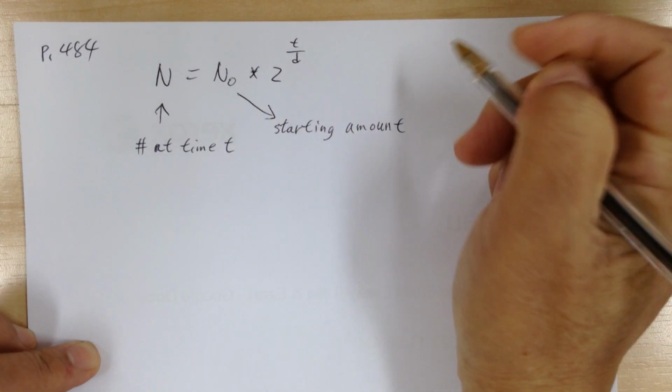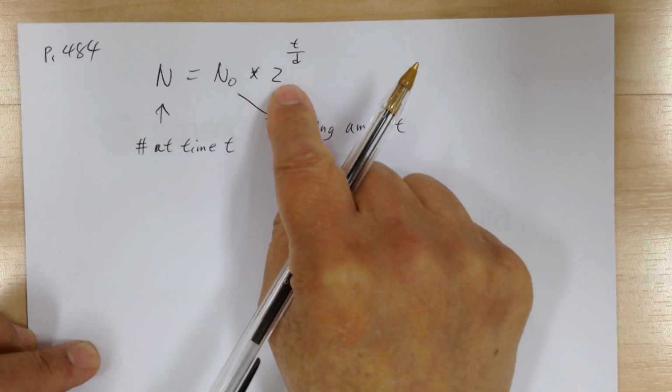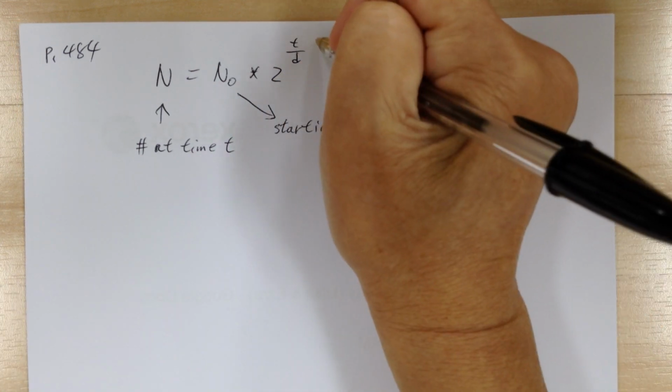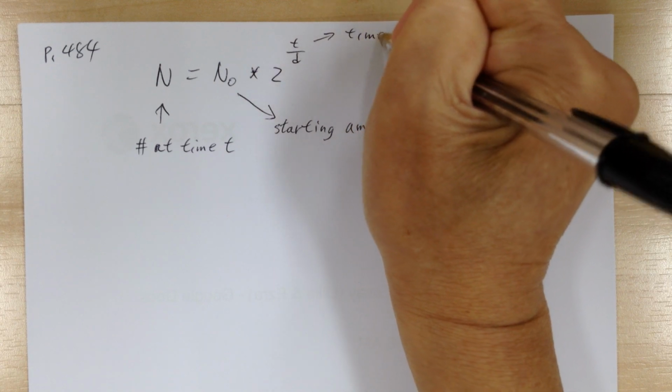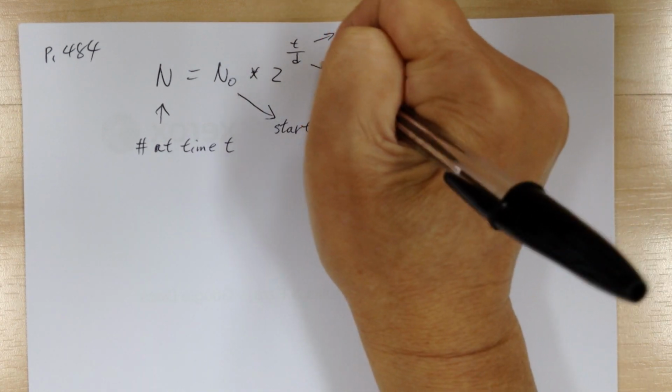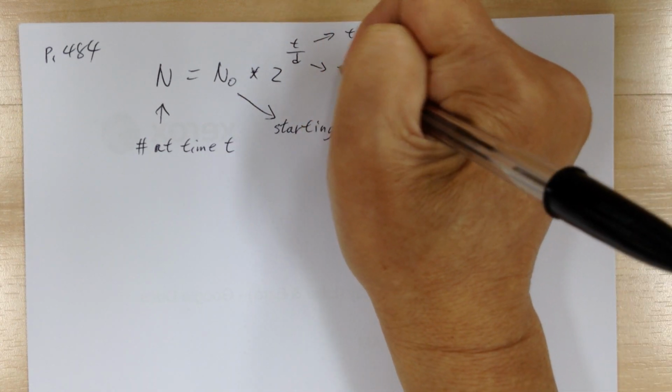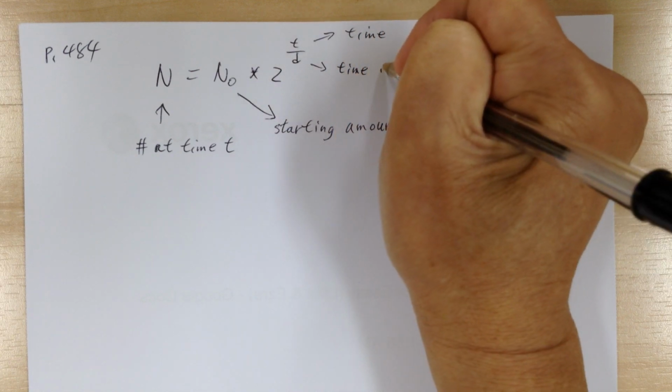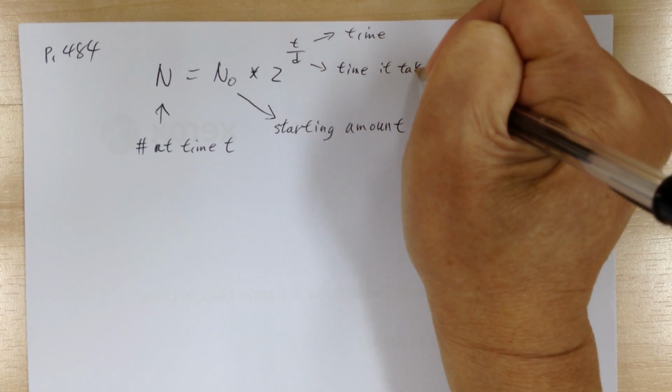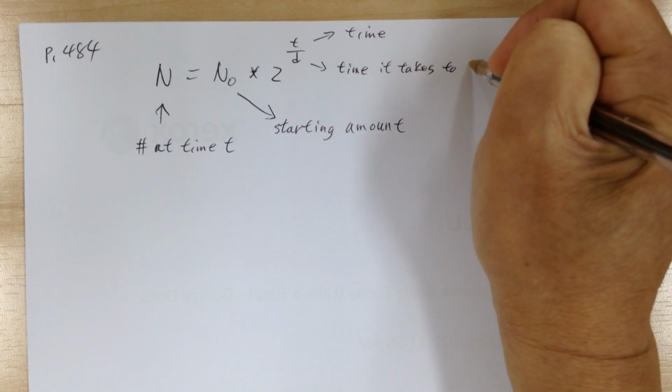Or the population or whatever, right? So again, 2 because it doubles every whatever, okay? Now this is the time, and this is the time it takes to double.